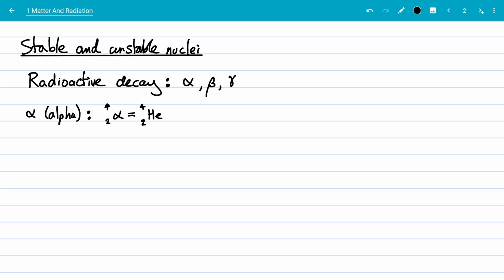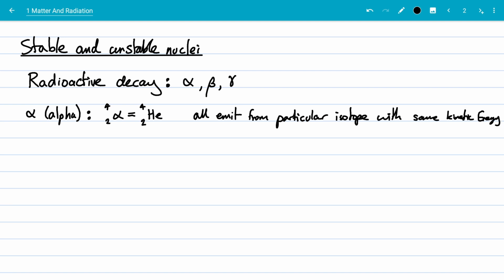Now, these are all emitted from a particular isotope with the same energy. From a particular isotope with same kinetic energy. Probably shouldn't have done a capital E there, but never mind. They're all emitted with the same kinetic energy.